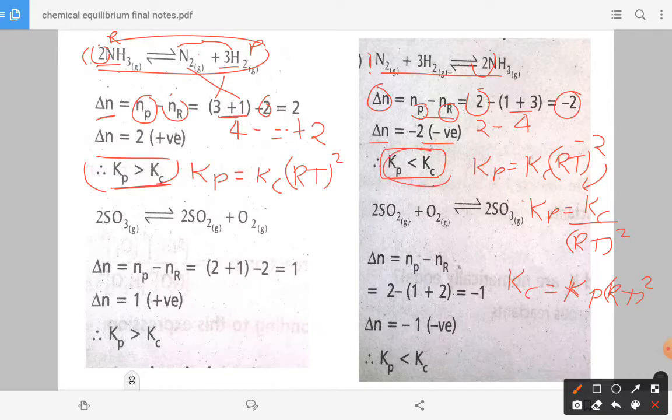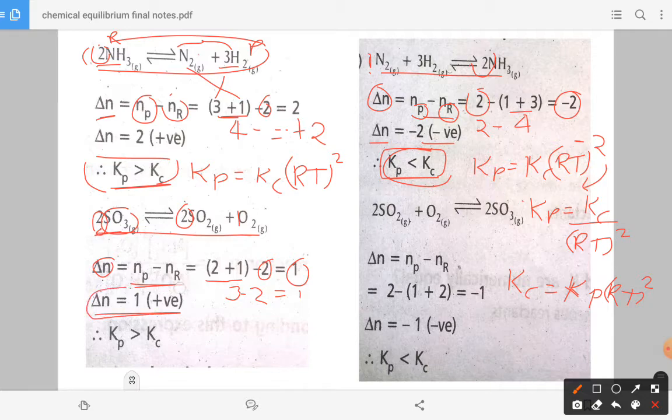Next, go for the next example here. Sulfur dioxide is decomposed into sulfur and oxygen. Now find out the delta n. What do we have? Np minus Nr. So the number of moles of product, how many do we have here? 2 moles, and this is 1 mole. Total how much do we have? 3 moles. Next, reactant, how many moles do we have? 2 moles. So 3 minus 2, total how much are we getting? The difference is 1. So now delta n here is positive.